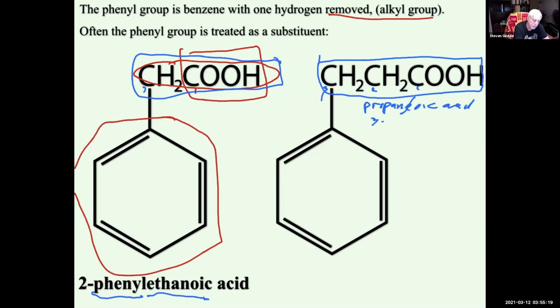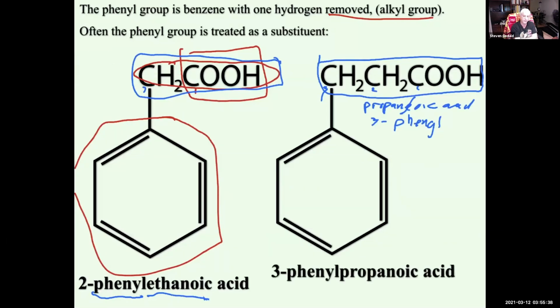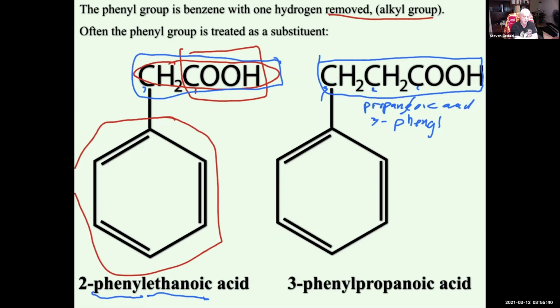And at number 3, there's a benzene group. And benzene groups as substituents are called phenyl. So we have an attachment at number 3 of a phenyl group. So we got 3-phenyl propanoic acid. Again, propanoic acid tells you 3 carbons with a COOH group at the end. Then it tells you at the number 3 position, there is a phenyl group.